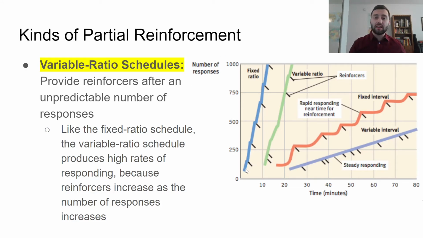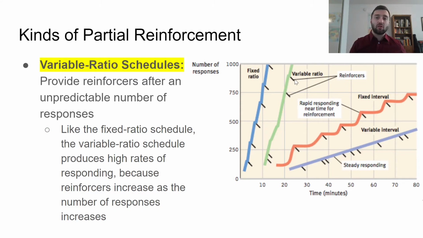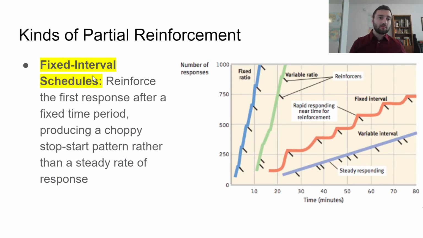So you can see, again, with both of these, we're going to have really high rates of response. Generally speaking, variable ratio is going to last longer, be more addicting than a fixed ratio. Now we can again compare these to interval schedules. So our first interval schedule is what's called fixed. Again, fixed means it's going to stay the same. So a fixed interval schedule is going to reinforce the first response after a fixed period of time.